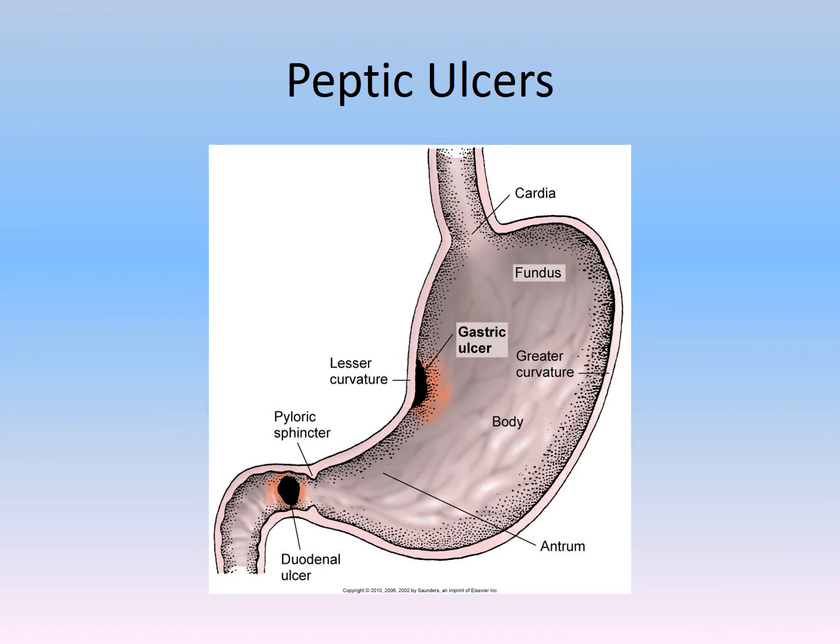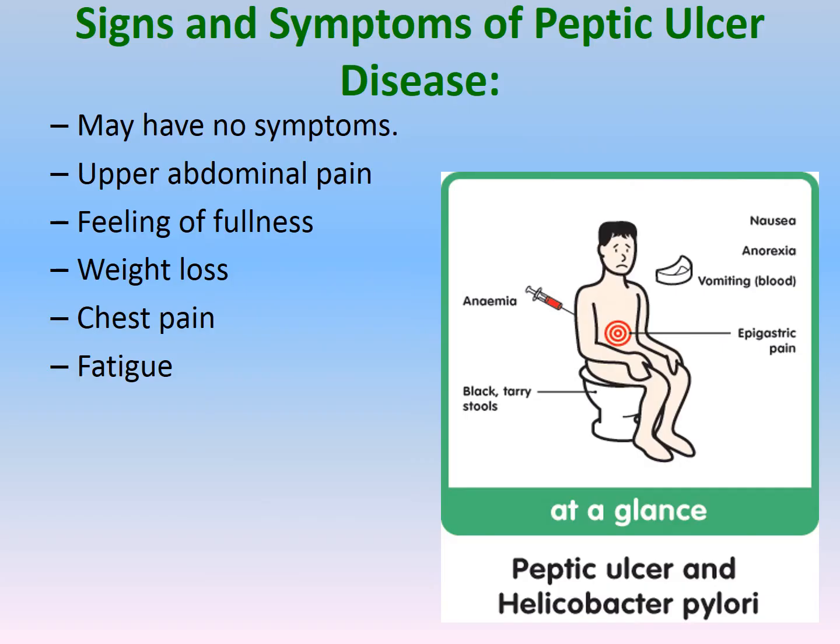And this shows you where the different locations of peptic ulcers are. Signs and symptoms: they may have no symptoms, they may have upper abdominal pain, they may have a feeling of fullness, weight loss, chest pain, fatigue.